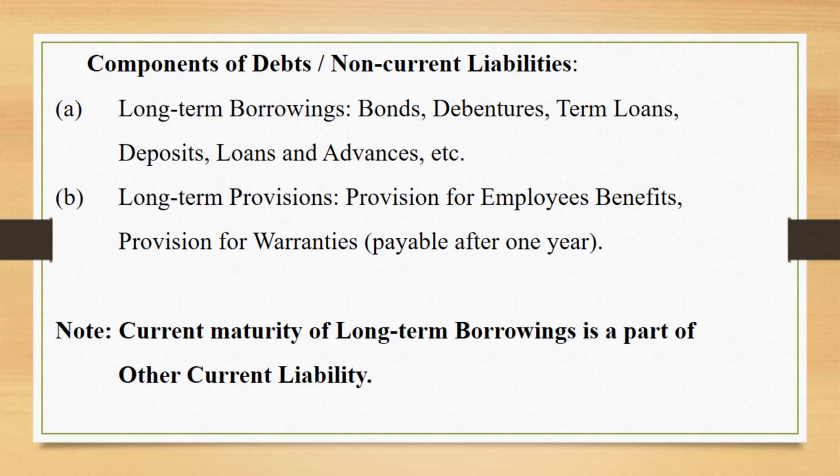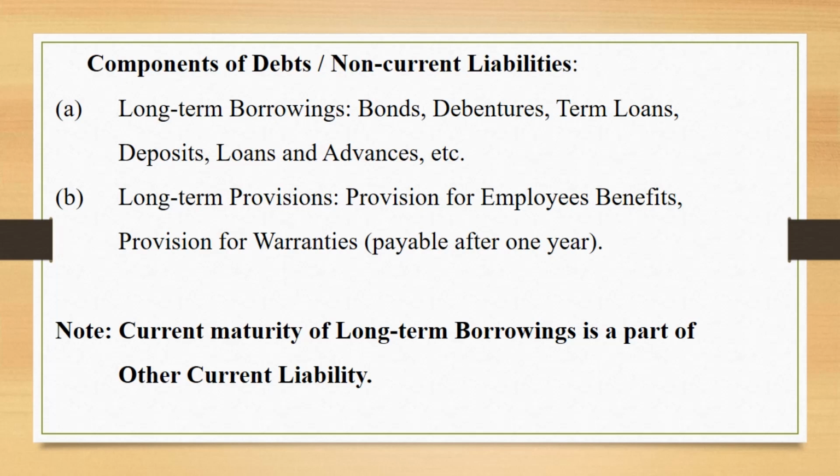Debt over here refers to long-term borrowings. Long-term borrowings include bonds, debentures, term loans, deposits, loans and advances, etc. Whereas long-term provisions include the provision for employee benefits and provision for warranties payable after 1 year basically.